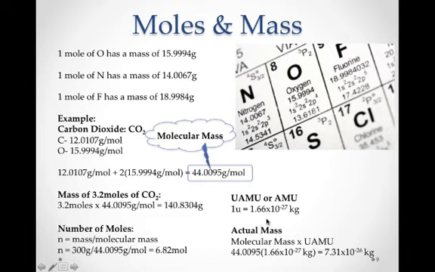And then we can compound that to molecules here. In order to find the actual mass of a single carbon dioxide molecule, we can take the molecular mass of 44.0095 and multiply by an atomic mass unit, 1.66 times 10 to the negative 27 kilograms, and we would find that the actual mass of one carbon dioxide molecule is 7.31 times 10 to the negative 26th kilograms.